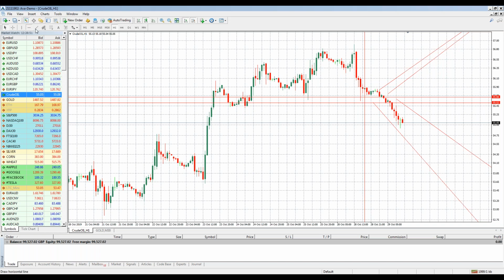Okay. Here's the last resistance level. Okay. And mine happened to say 54.74. So we're right on almost the exact same mark. So here's the resistance.